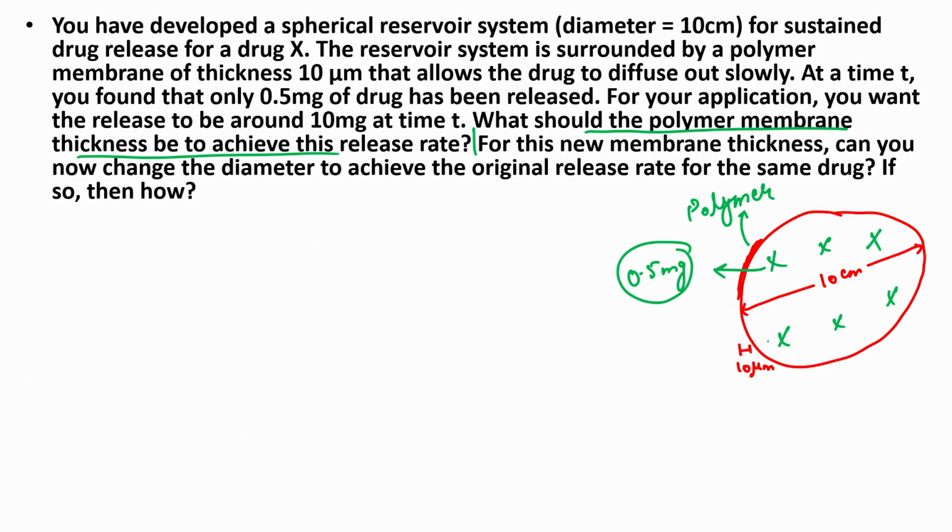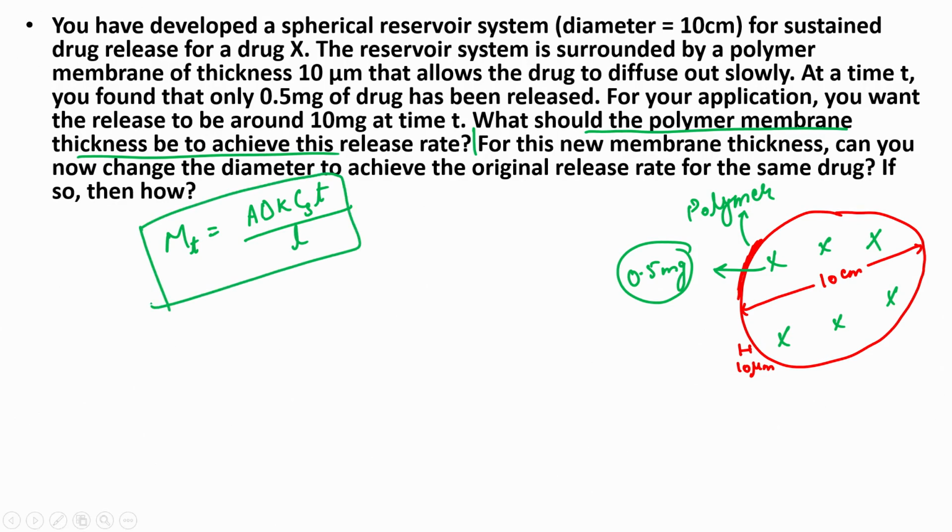So, we know that for a reservoir system the amount of drug released, MT, is nothing but the area, the diffusion coefficient, the partition coefficient of the drug, the concentration of the drug in the membrane, multiplied by time t, and divided by the total thickness of the membrane. So, this we know for a reservoir system.